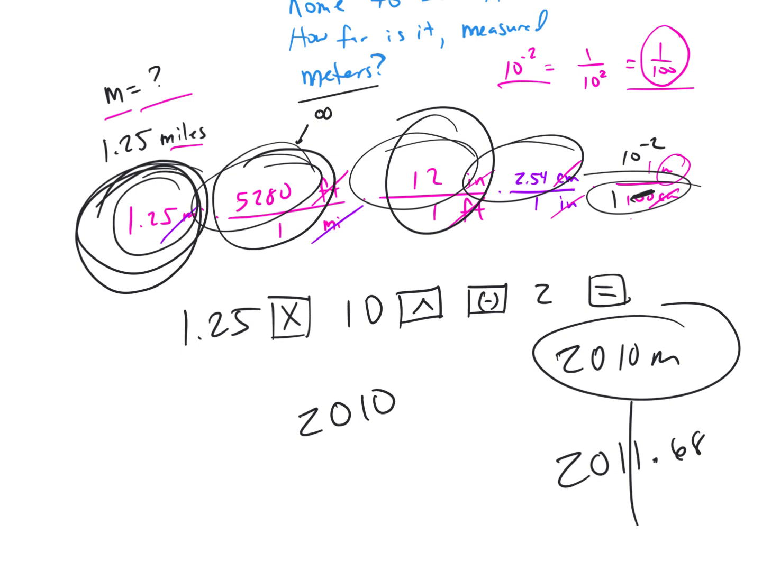210 or 2010. No. If you round it to 12, how many sig figs does that have? 4. That's too many.